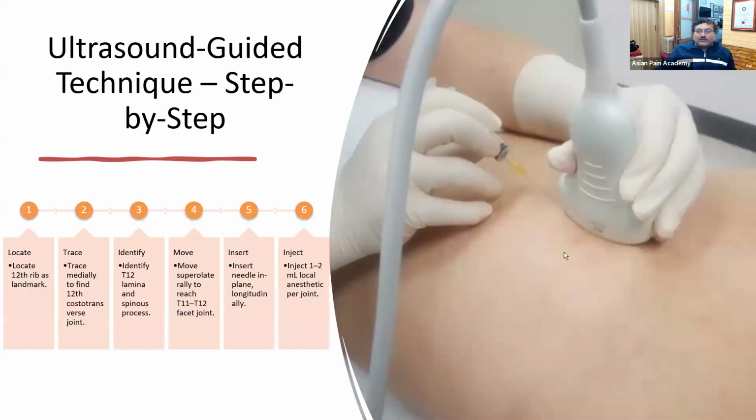Now, first we have to locate the T12 rib, so from below, locate the T12 rib, go medially, and from there start counting the level. And once you get to your desired level, try to find the area in between the superior and the inferior articular process, and then put the needle in an inclined longitudinal view, and 1 to 2 ml of local anesthetic will be given close to the joint.